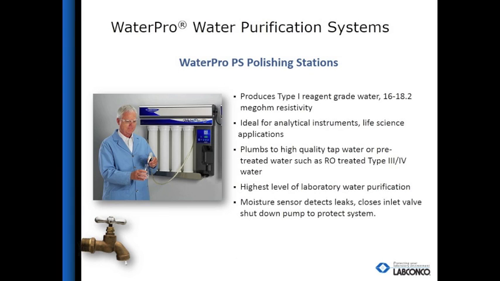Now let's briefly talk about the PS station. There are 4 types of PS stations, each providing 18.2 megaohm water, or Type 1. Each PS model purifies water using carbon and deionization filters.